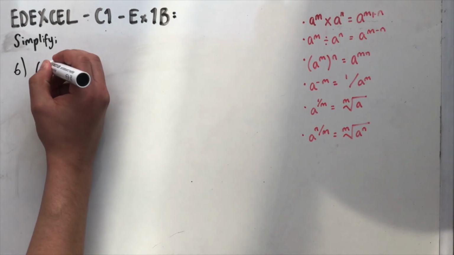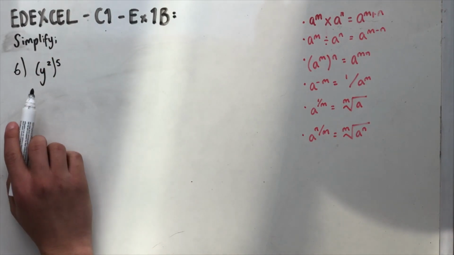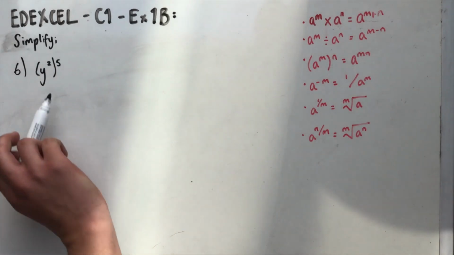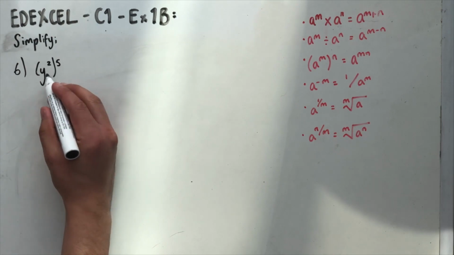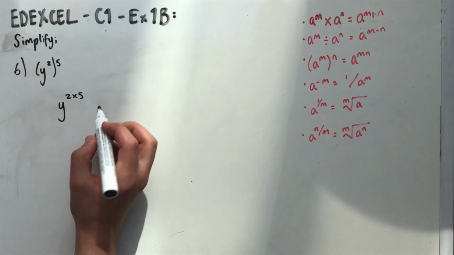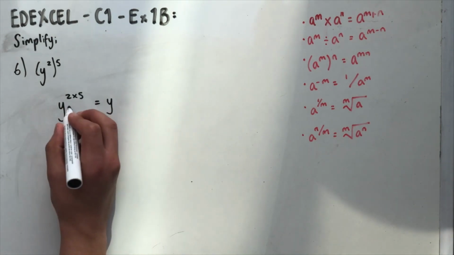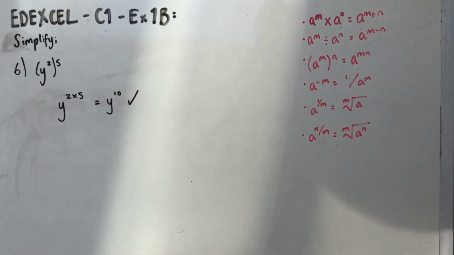Question 6, we have open brackets y squared, close brackets to the power of 5. Now with this one we use the third rule down when we have brackets and indices, and that means we times the two powers together. So it's y to the power of 2 times by 5. 2 times 5 is 10, so the answer is y to the power of 10.